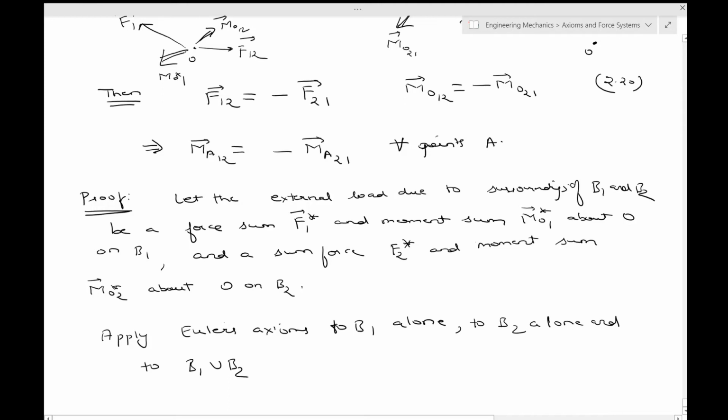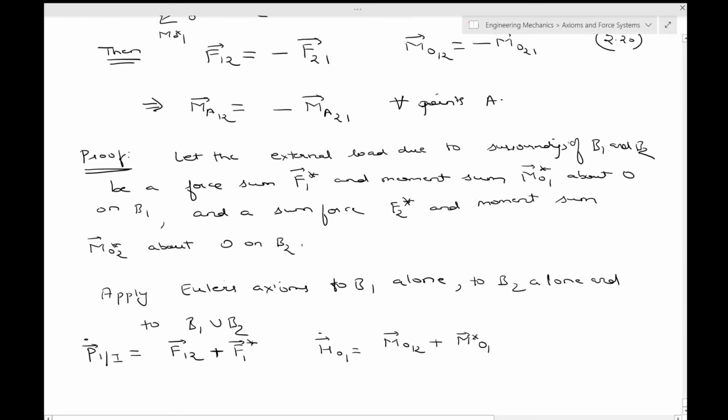Okay, so the change in momentum in the I frame of 1 is equal to the total force, which is the force due to body 2 and the force due to the surroundings. Similarly, the rate change in moment of momentum of body 1 about point O clearly is MO12, the moment, plus the moment due to the surroundings. Okay. So this is for Euler axiom which is applied on B1 alone.